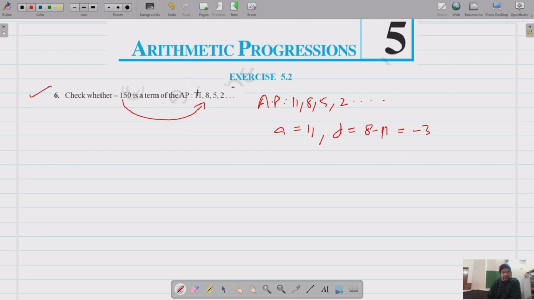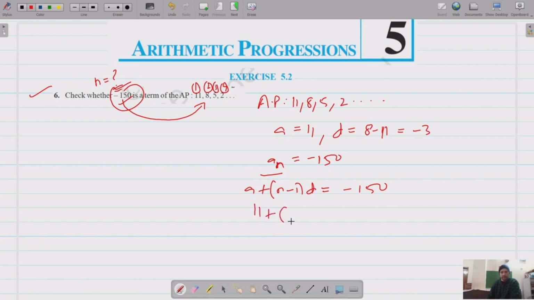So like this term is the first term, this is the second, this is the third, this is the fourth. So it should have a number, that is, n should be some positive integer for this. So let's assume that this is a term of the AP, let's say the nth term. And if n comes out to be a positive integer, then it's a term of the AP, else it's not. So the nth term is a plus (n minus 1) into d.